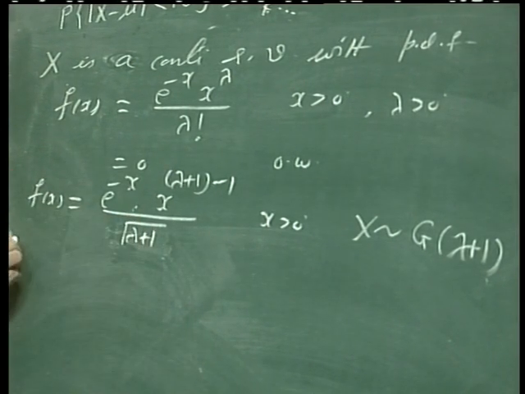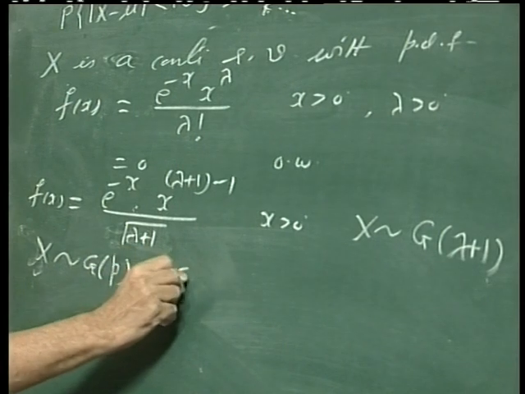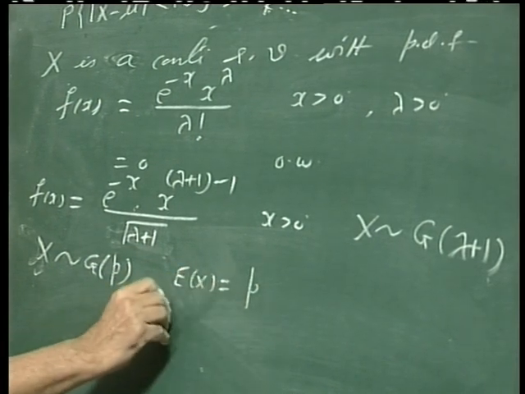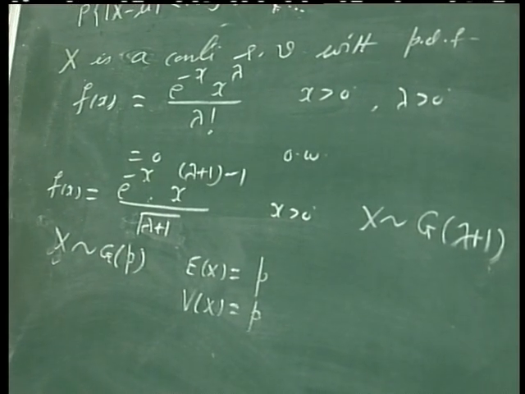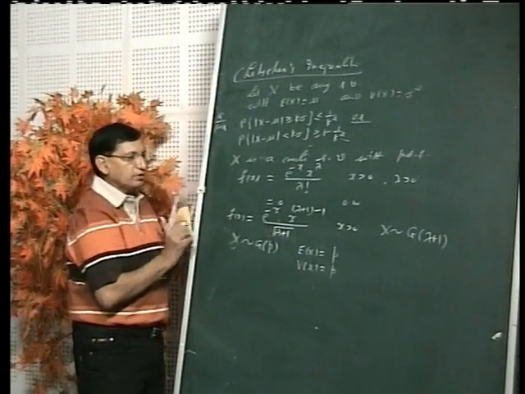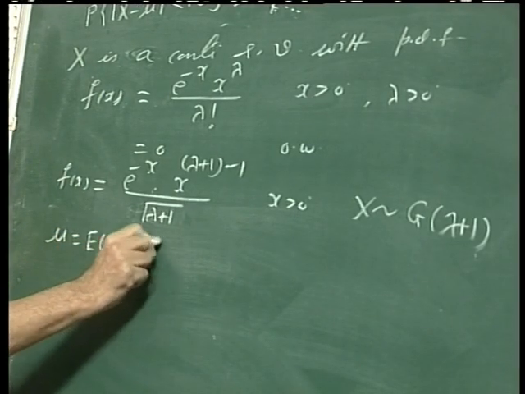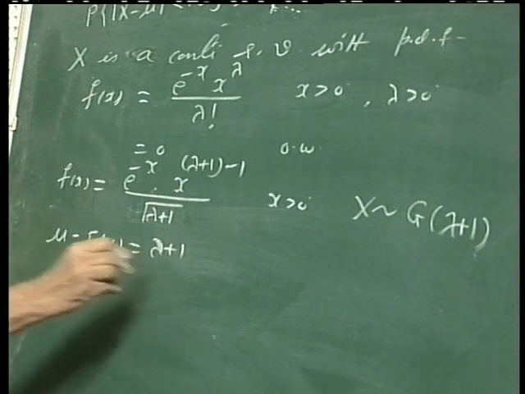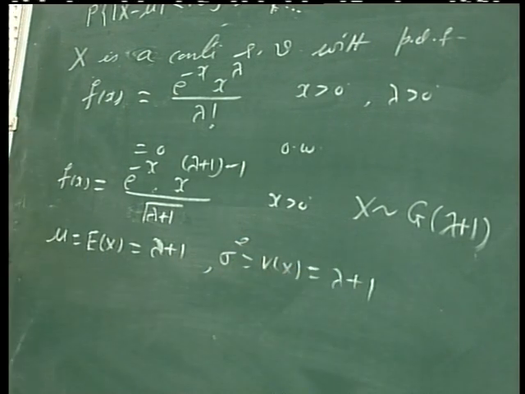Now and 0 otherwise, that we know. Now if x follows gamma with parameter p, then we know that expected value of x is p. Variance of x is also p. For Poisson distribution, mean and variance are equal. For gamma with one parameter, also mean and variance are equal. So here in this case, if we call it mu, expected value of x becomes lambda plus 1. Sigma square, variance of x, that is also lambda plus 1.